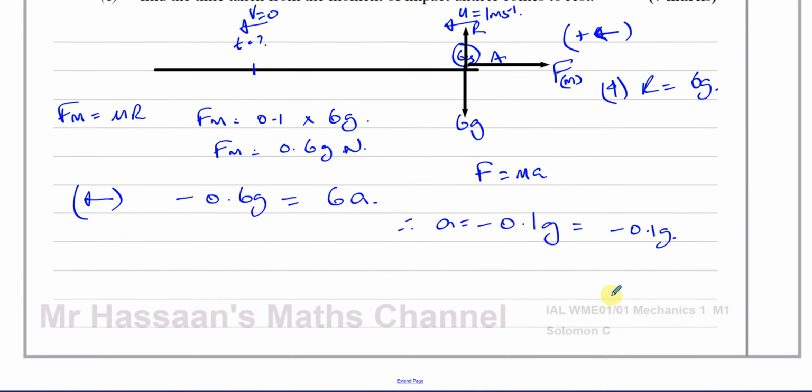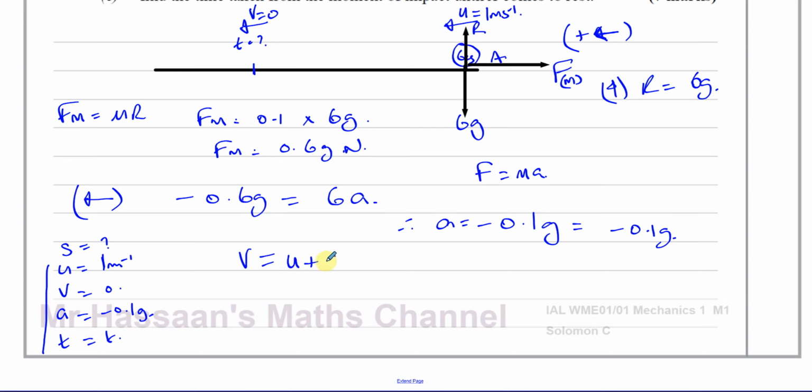And then what we can do is we can use the suvat equations, and we can write down what we know. We don't know s. We know u is 1 meter per second. Okay, we know v is 0. We know a is negative 0.1g. And the time is what we have to find. So if we look at what we have here, we have u and v and a. We've got to find t. Well, this is a pretty simple one.